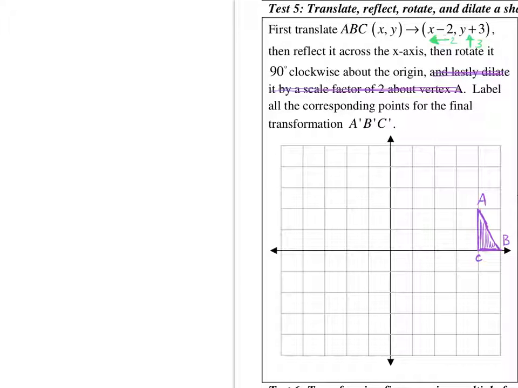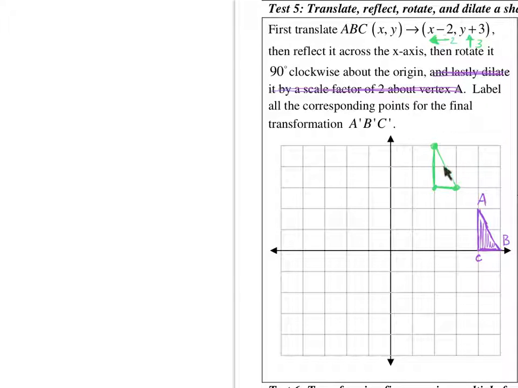So let's do it. I'm going to take A, and I'm going to go left 2 and up 3. Left 2 and up 3. So there's A. This point right here, C, I'm going to go left 2 and up 3. And this last B, I'm going to go left 2 and up 3. And there I have a new triangle. But we're not done. That's just the first step. We now have to reflect it and rotate this. So that's our first step of 3.